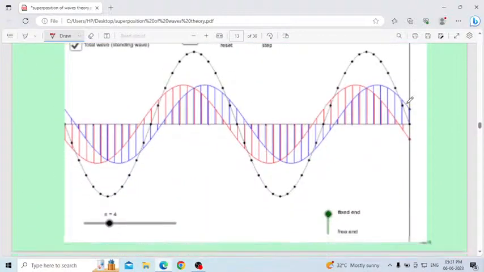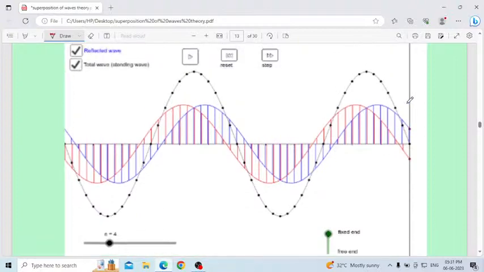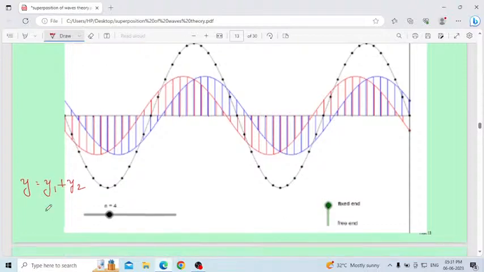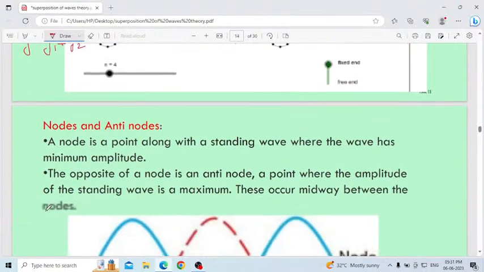Here I have drawn one more diagram neatly. Consider two waves. The pink wave is moving like this, and the blue wave is moving in the opposite direction. Then you will get the resultant superimposed wave, the dotted one. y equals y1 plus y2. The displacement of the superimposed wave is the sum of the displacements of the two waves. That one you have to remember.